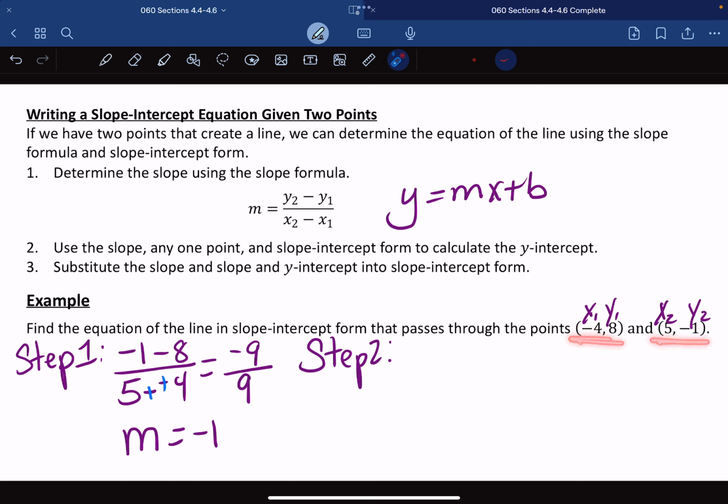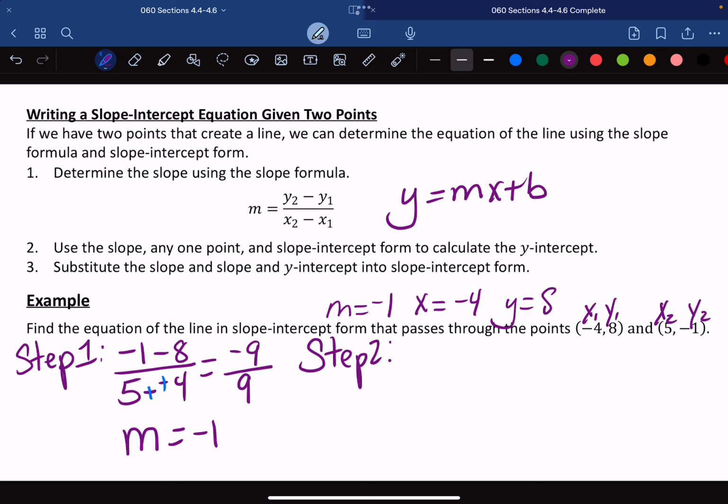So here are 2 points they give me. I can use either of these points. I'm going to go with the first one. It's smaller numbers. I don't know. It looks good. Let's go with that one. So we will say, we already know m is -1. We're going to let x equal -4, and we're going to let y equal 8. We're going to plug that into our equation.